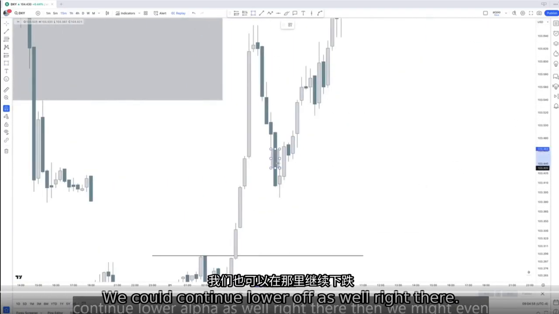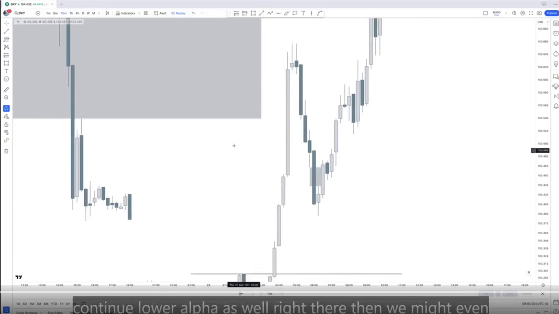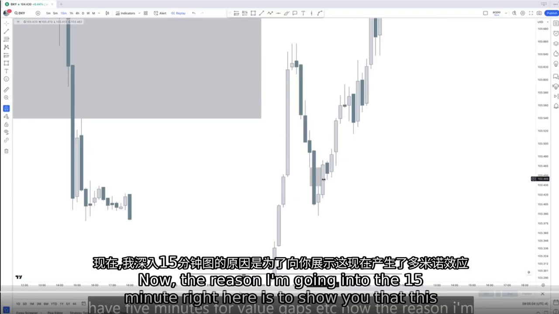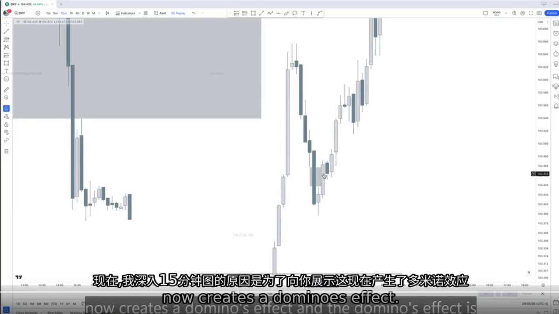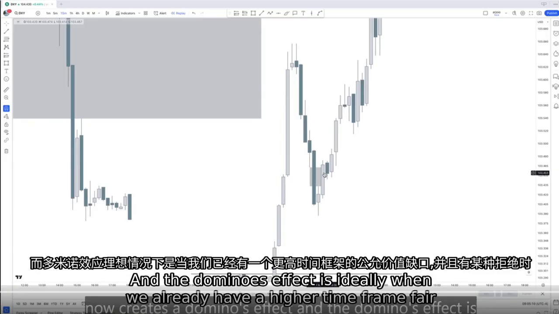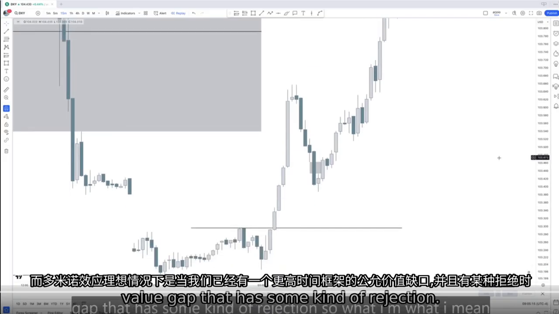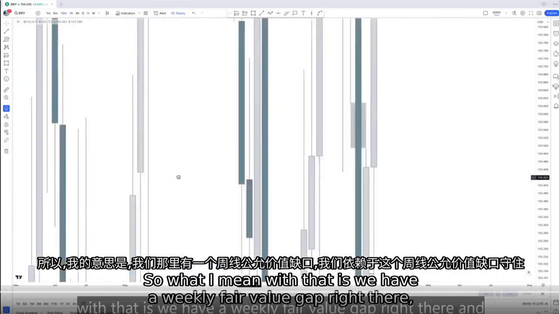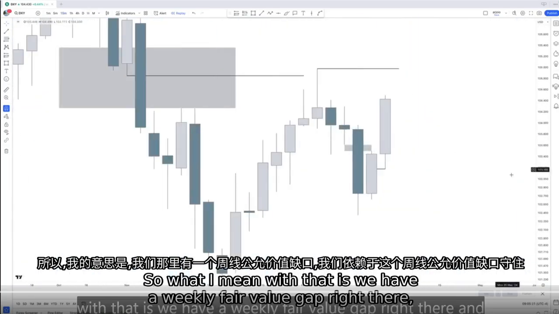We could continue lower off of that as well, right there. Then we might even have 5-minute fair value gaps, etc. Now, the reason I'm going into the 15-minute right here is to show you that this creates a dominoes effect. And a dominoes effect is ideally when we already have a higher time frame fair value gap that has some kind of rejection. So what I mean with that is we have a weekly fair value gap right there.